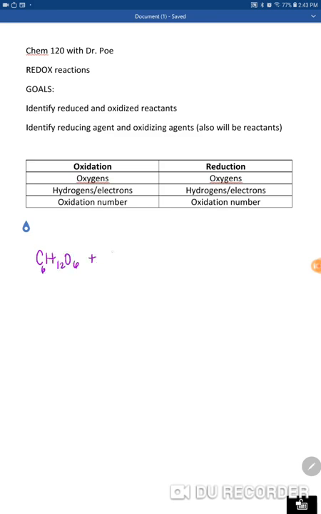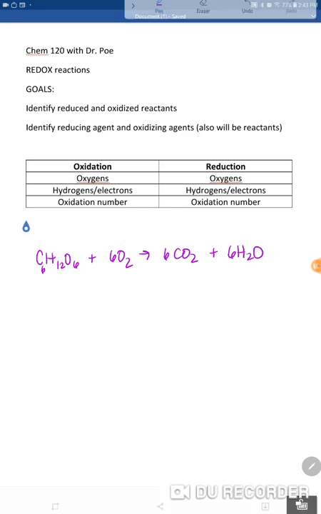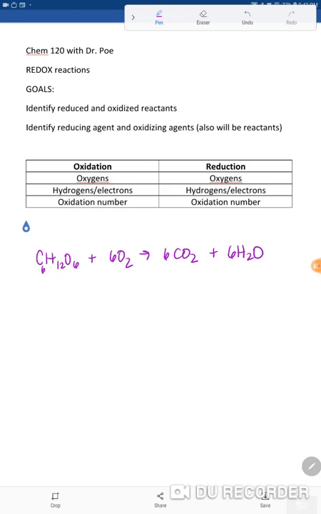C6H12O6 plus 6O2 yields 6CO2 plus 6H2O. So this is a really great example to practice oxidation and reduction, and there's a couple different ways for you to look at it.